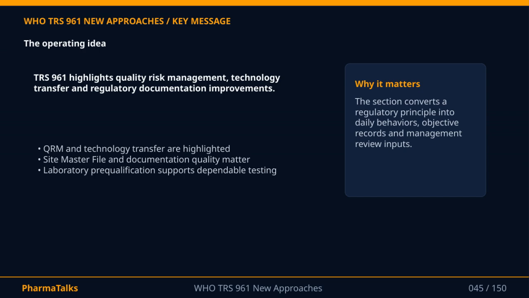Why does this matter? Because the section effectively translates a broad regulatory principle into practical, everyday behaviors within pharmaceutical operations. It encourages the use of objective records and ensures that management reviews are informed and effective, promoting a culture of continuous quality improvement. Overall, the TRS 961 provides actionable guidance that transforms regulatory expectations into tangible, routine practices.